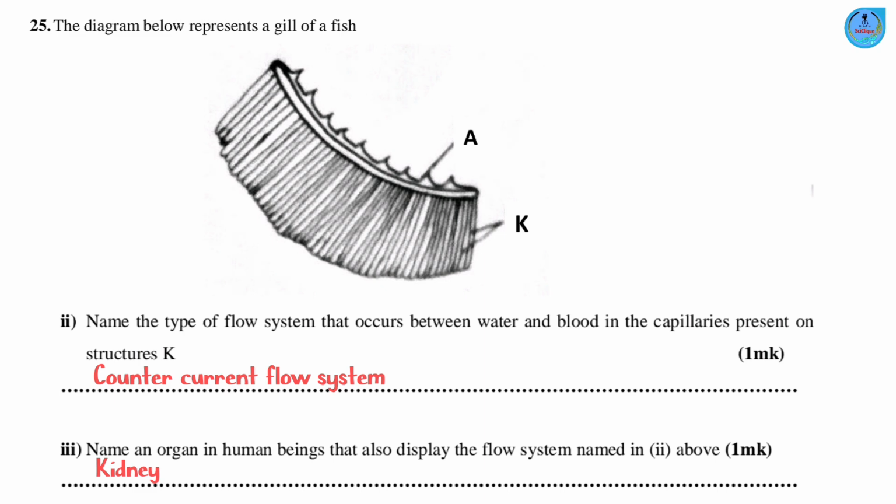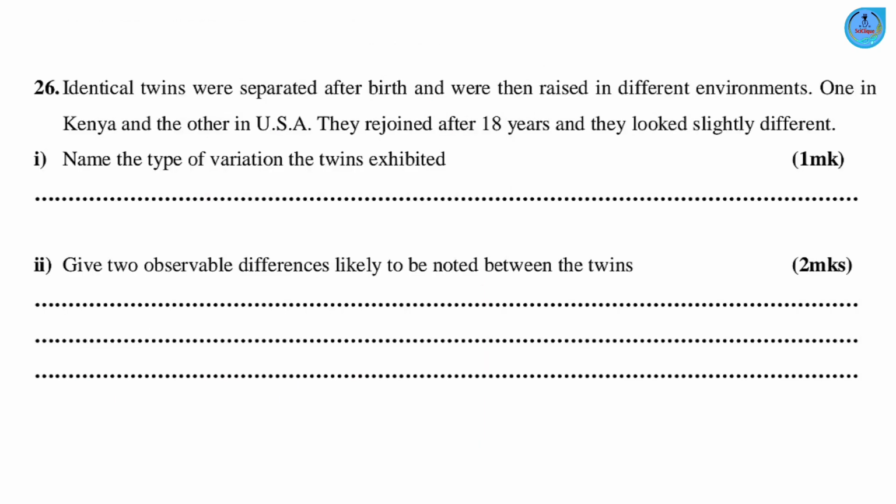Question 26, which is our last question. Identical twins were separated after birth and were then raised in different environments. One in Kenya and the other in USA. They rejoined after 18 years and looked slightly different. Roman 1. Name the type of variation the twins exhibited.